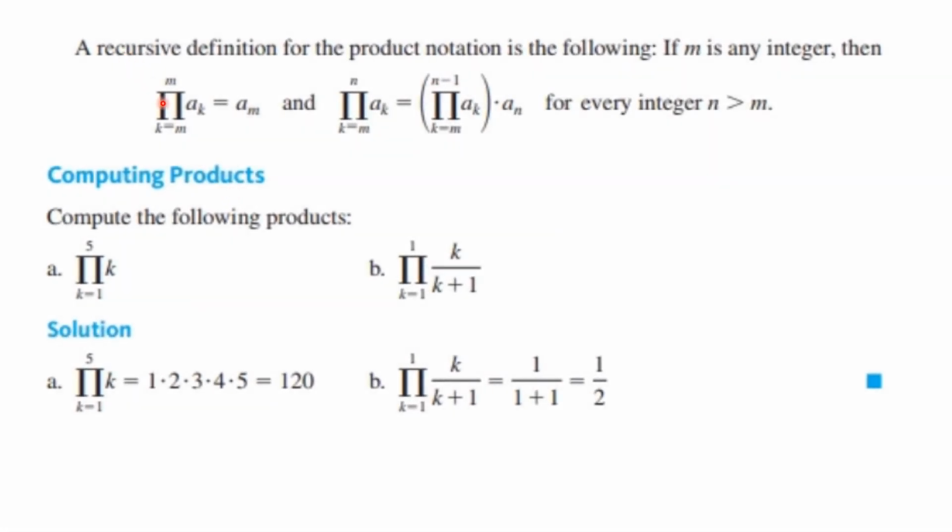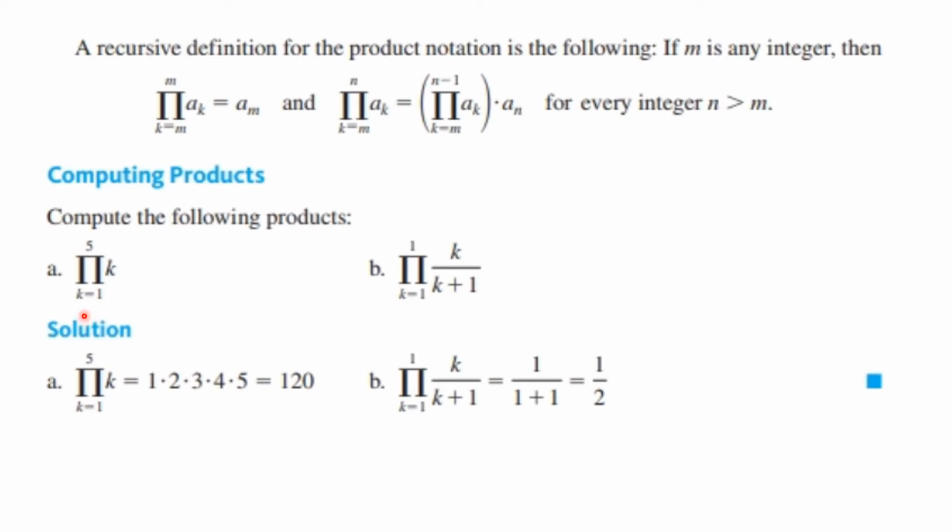There's also a recursive definition for the product notation, and here they are. So this is the product from m to m. That's just the one term a sub n. But if I do this, this is the same thing as taking the product from m to n minus 1 times a sub n for any integer n greater than m. So now the question here is, well, compute these products. So this one and this one.